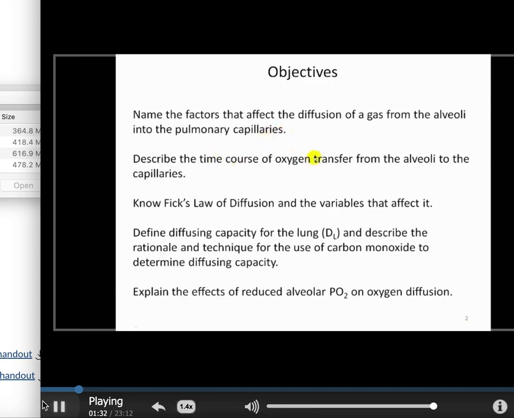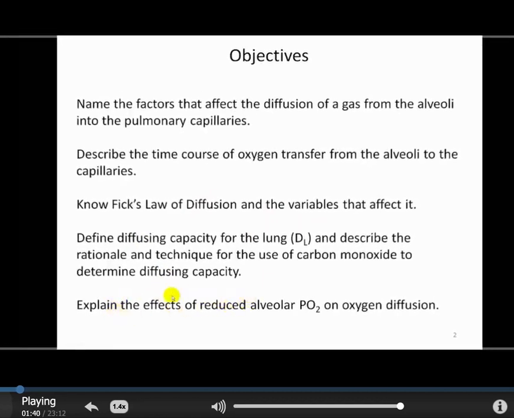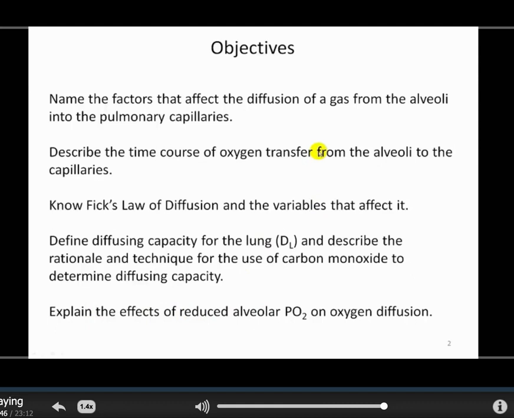and the factors that are going to affect diffusion. Again, the course of oxygen transfer, specifically Fick's law of diffusion, defining DL, and understanding, again, what effect a reduced alveolar oxygen will have on diffusion. So we'll go through these properties in this session.